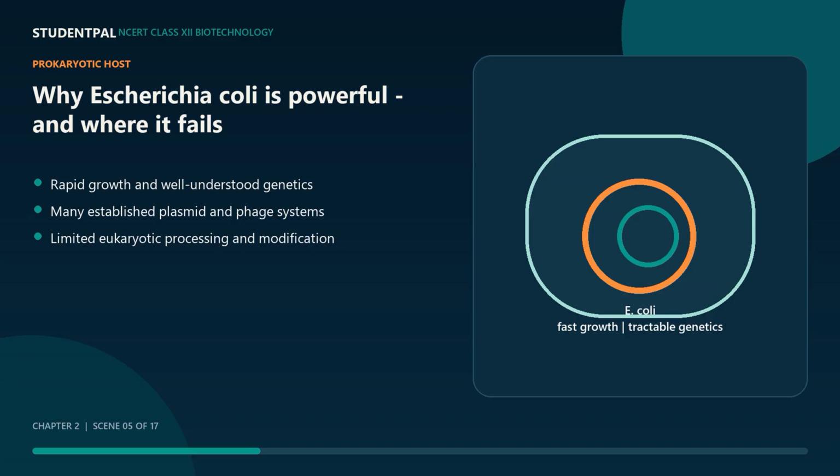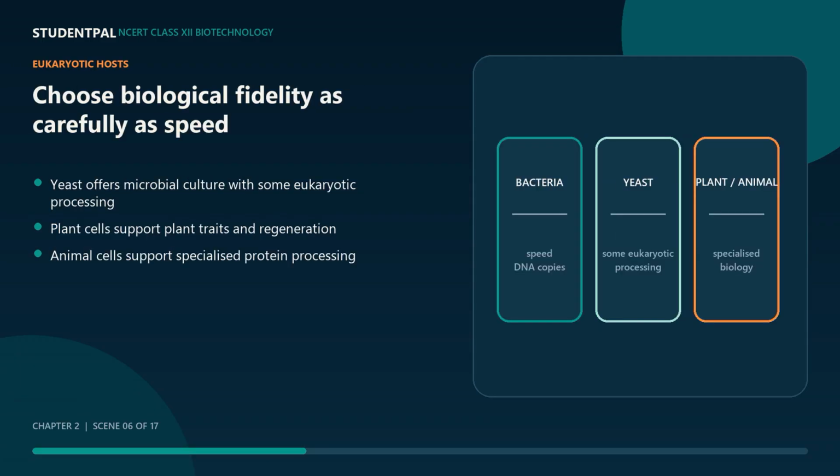But rapid growth is not the only criterion. Bacteria do not perform every eukaryotic RNA processing step or post-translational modification. A eukaryotic genomic gene containing introns may not be expressed correctly, and a protein requiring complex folding, glycosylation or secretion may not become biologically equivalent to its native form. The exam quality conclusion is balanced. E. coli is efficient when its molecular capabilities match the product, but unsuitable when biological fidelity requires machinery it does not possess. Eukaryotic hosts are chosen when the biological outcome requires cellular machinery that bacteria cannot provide.